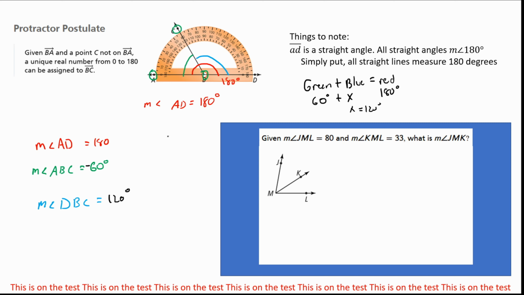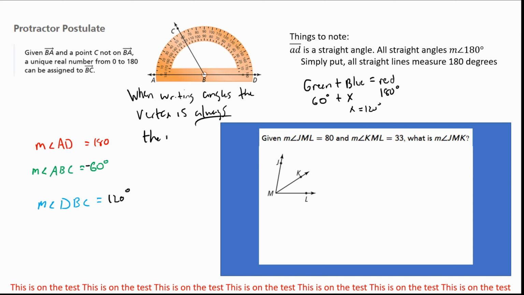Now, before we move on, we have to talk about something. When we read or talk about angles, the vertex is always the middle letter. When writing angles, the vertex is always the middle letter.